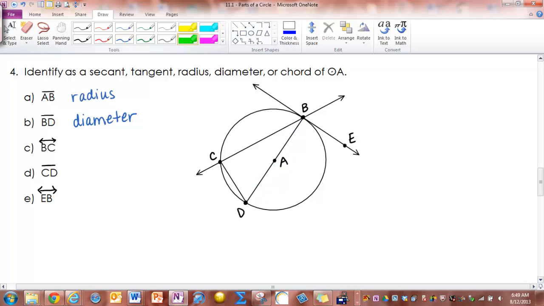Part C says line BC. Now because this is a line, it is not only inside but also outside the circle. So that green line that you see is line BC. It goes through the circle in exactly 2 points, so we call this a secant line.